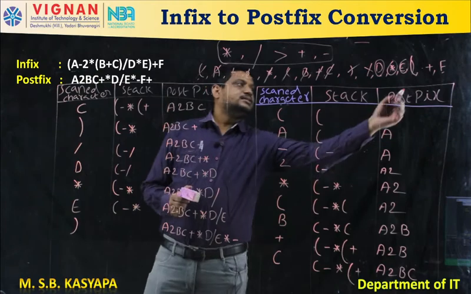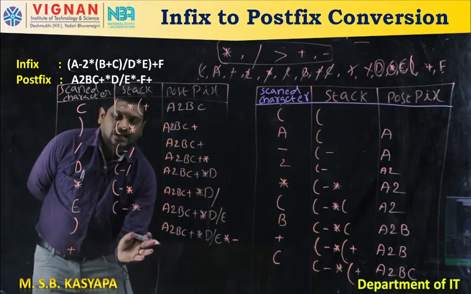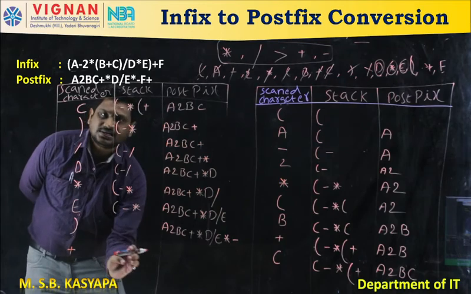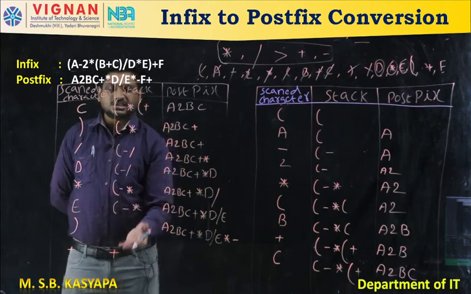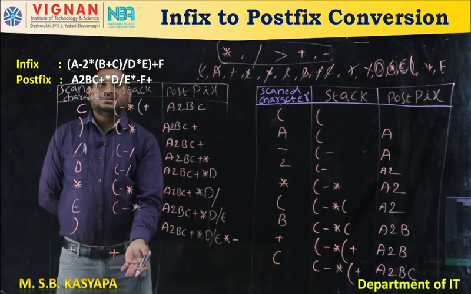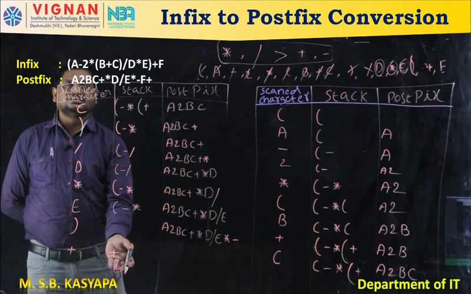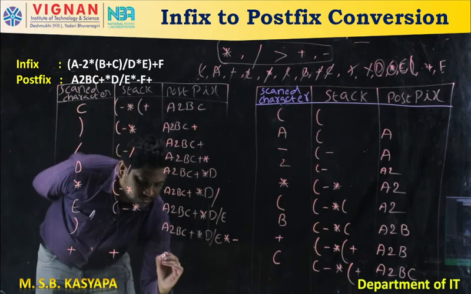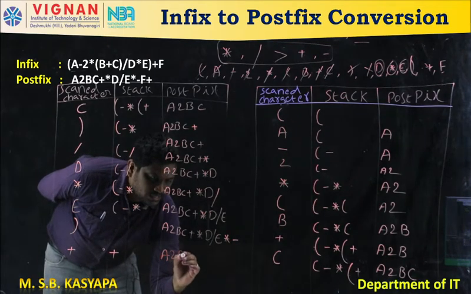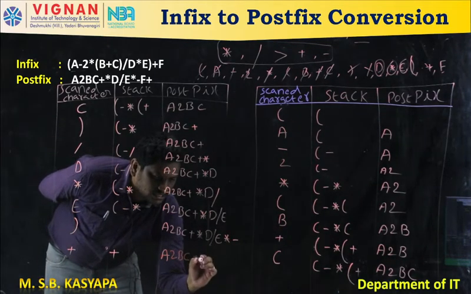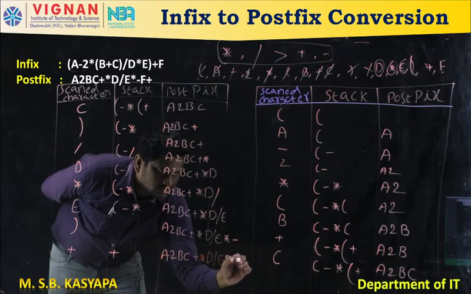Now, the next one, plus. So, for plus, I do not have any operators in the stack. So, I can directly move it; there is no need to check the precedence. Why? Because there are no operators available in the stack. So, that is the higher precedence. If it is a higher precedence, then it is directly moved to the stack. Now, my postfix expression is A 2 B C plus into D by E minus.